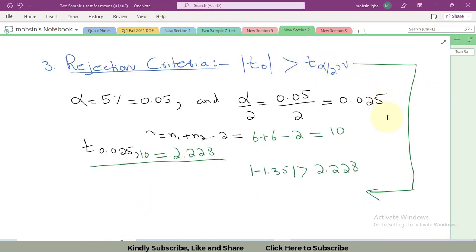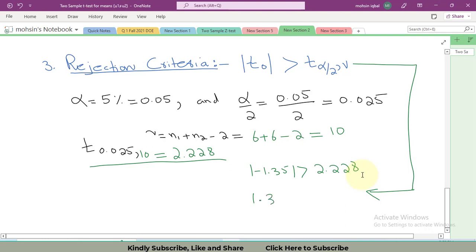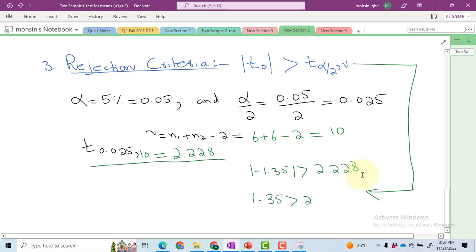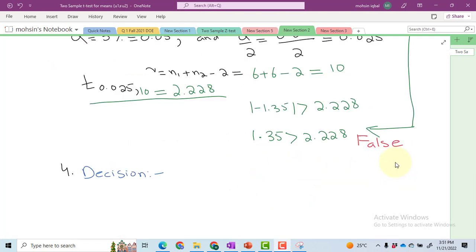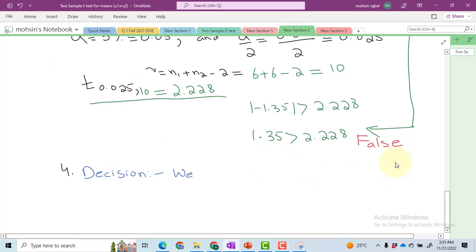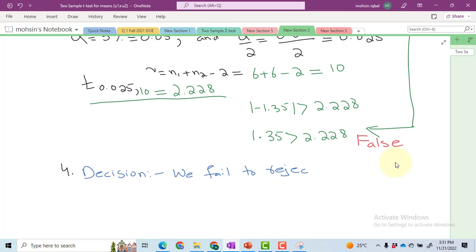So based upon this rejection criteria, I got the modulus of minus 1.35 is greater than 2.228. If I remove the sign of the modulus, I get 1.35 greater than 2.228, and it appears to be false. So I will write it here, false, and based upon this rejection criteria, now we will take our decision. As the rejection criteria is not satisfied, we will write that we fail to reject the null hypothesis, and then I will write the report.